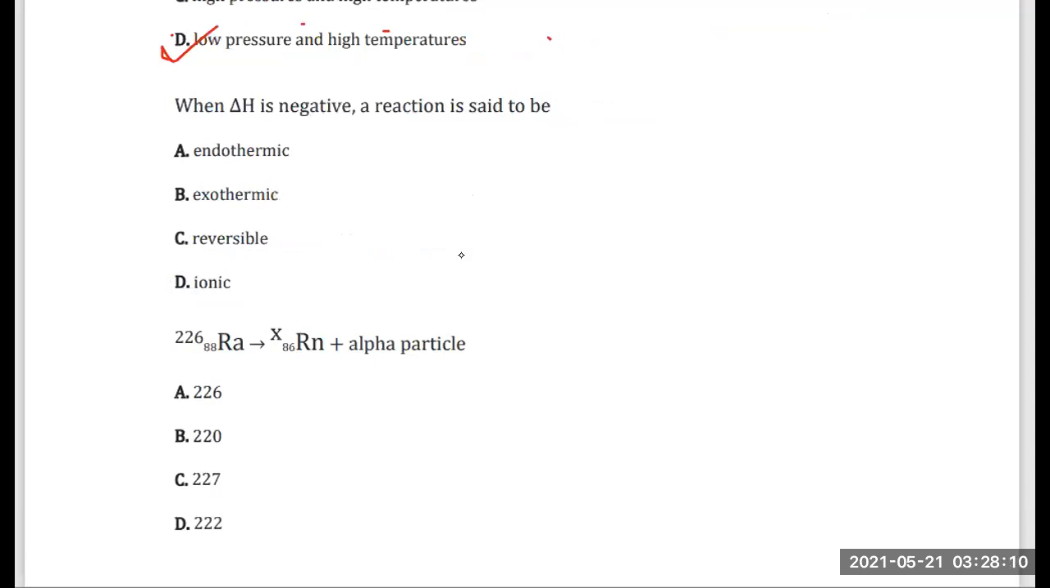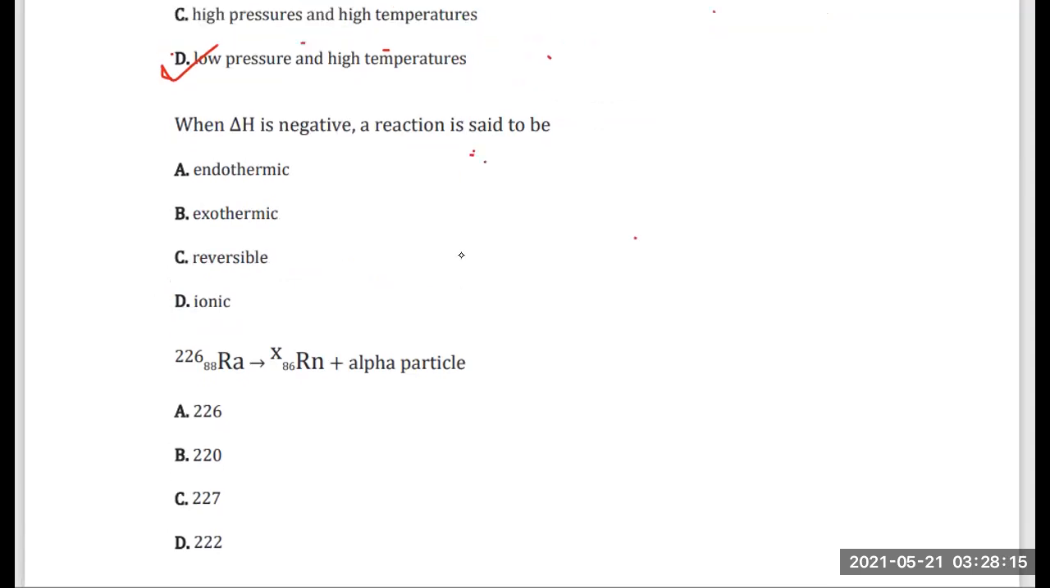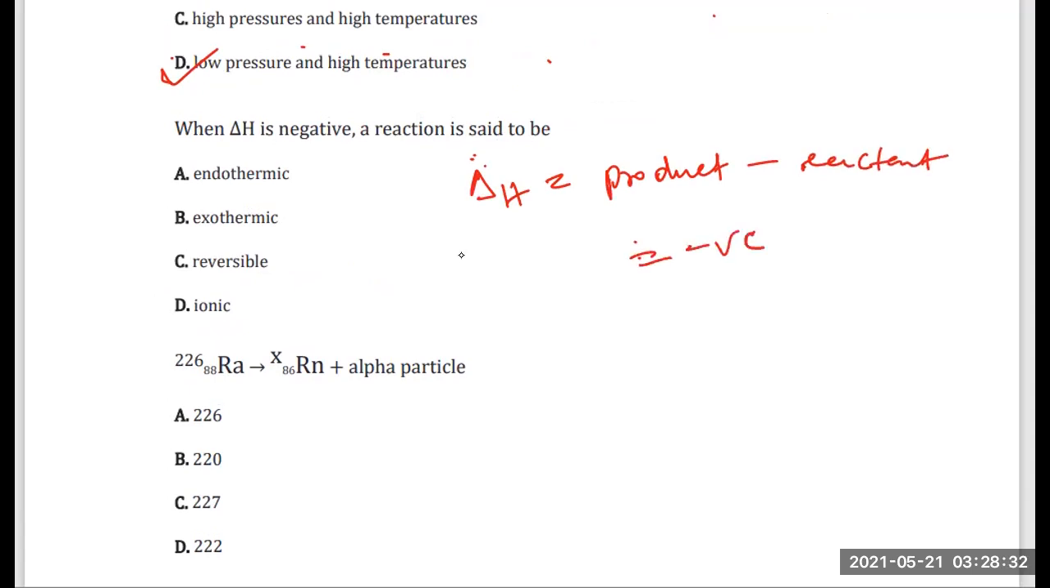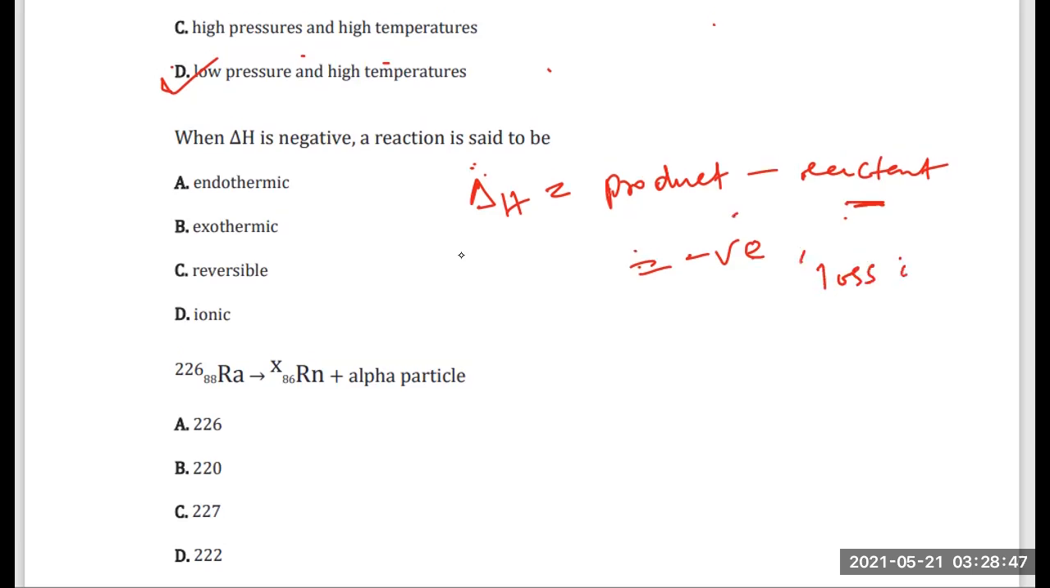When change in H is negative, a reaction is said to be what? So how do we calculate enthalpy change? Don't forget that we calculate enthalpy change by looking at the energy summation of the product minus that of the reactant. So of course, if I have a negative value from here, what this is saying is that the energy of the reactant is higher than that of the product. If it is higher, then definitely there is a loss of energy because the reactant has a higher energy than the product. So that is loss of energy.